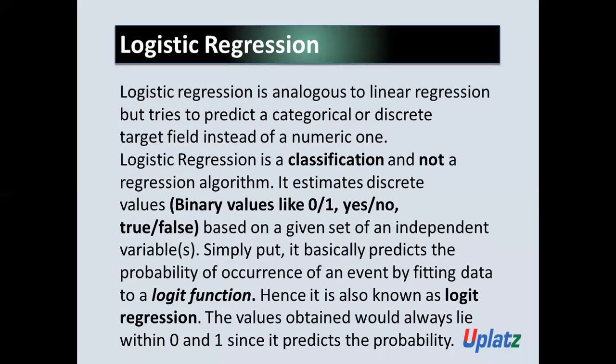So logistic regression is a classification and it is not a regression algorithm. It estimates the discrete values such as the binary values like 0 or 1, yes or no, true or false, based on a given set of independent variables. Simply put, it basically predicts the probability of occurrence of an event by fitting the data to the logit function. Hence, it is also known as logit regression. The values obtained would always lie within 0 and 1 since it predicts the probability.